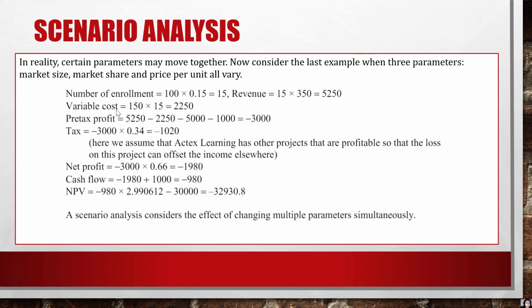The revenue is the number of enrollment times the price per unit. Here the number of enrollment at worst is 15, and the price per unit at the worst case is 350. So we get 5250. Then the variable cost is 150 times 15. Then we have the pre-tax profits, the tax, the net profits, the cash flow, and finally the NPV. So just follow the calculation. Here we consider the market size, market share, and the price per unit at the worst case. Three of them are at the worst case, and the other one is at the initial assumption. So a scenario analysis considers the effects of changing multiple parameters simultaneously.